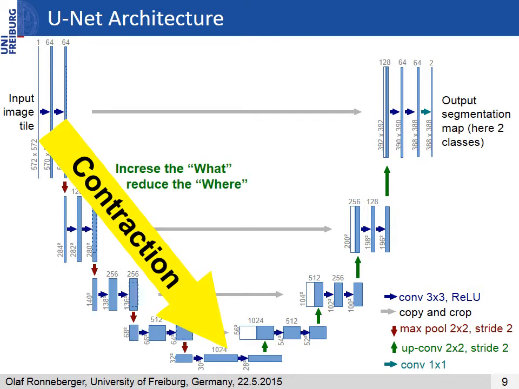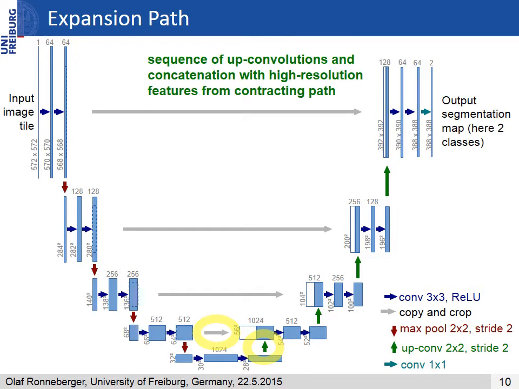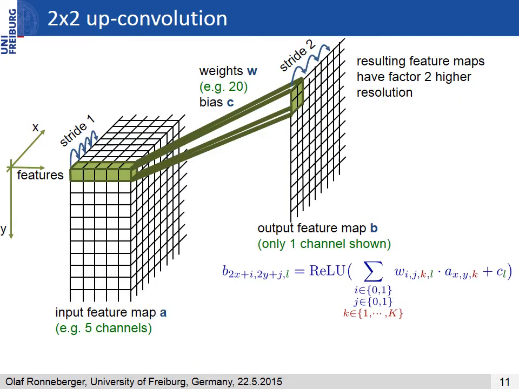A standard classification network ends here and maps all features to a single output vector. The UNet has an additional expansion path to create a high-resolution segmentation map. This expansion path consists of a sequence of up-convolutions and concatenation with the corresponding high-resolution features from the contracting path. This up-convolution uses a learned kernel to map each feature vector to the 2x2 pixel output window, again followed by a nonlinear activation function. That's it.